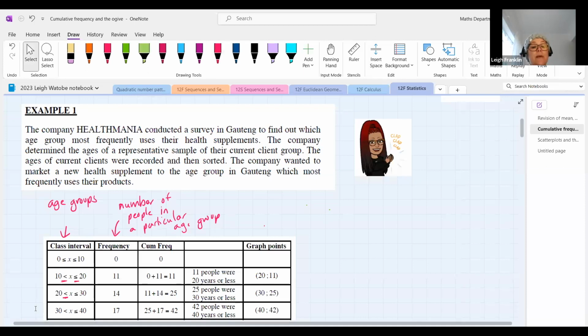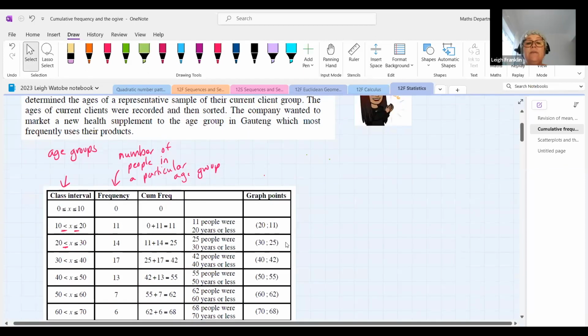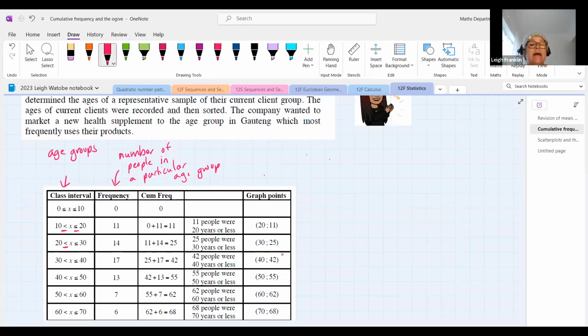The next column is our cumulative frequency. The word cumulative comes from the word to accumulate, which basically means that it adds up. So we add the previous frequency to the new frequency. In other words, in this row over here, there were 0 people in the row before, so the cumulative frequency is 0 plus 11.